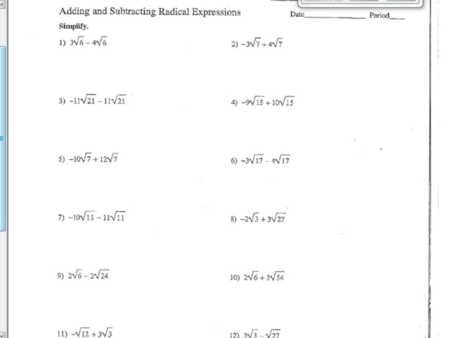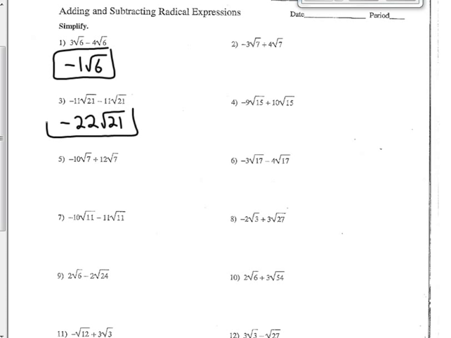The first one, we've got 3 square roots of 6 minus 4 square roots of 6. Well, the square roots of 6 match, so that's like 3x minus 4x. So 3 minus 4 gives me negative 1 square roots of 6. Same thing on number 3, negative 11 square roots of 21 minus 11 square roots of 21. The square root of 21 matches up. That's good to go. Negative 11 minus 11 is negative 22 square roots of 21.